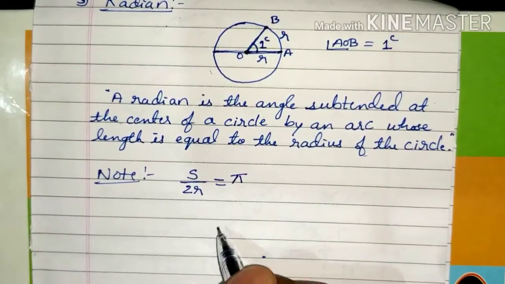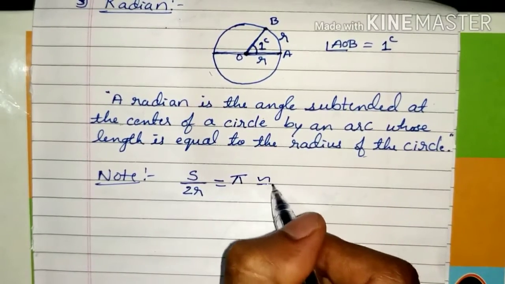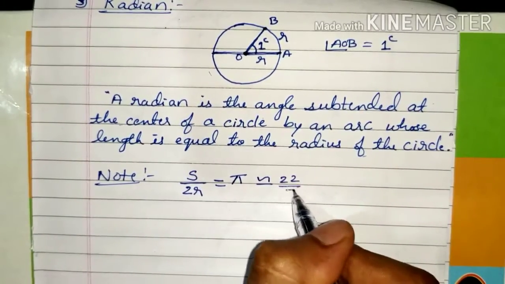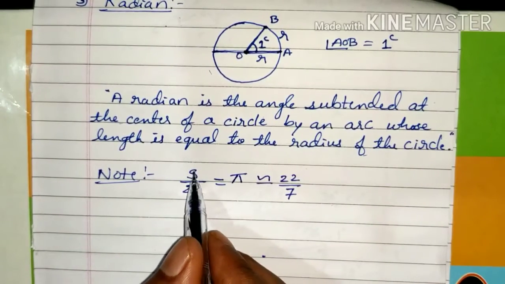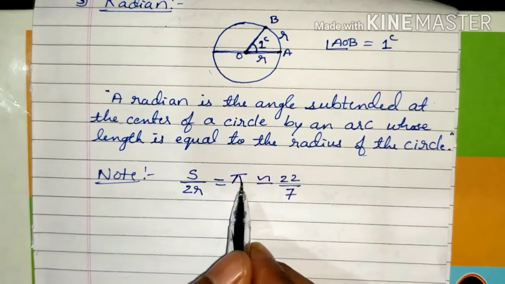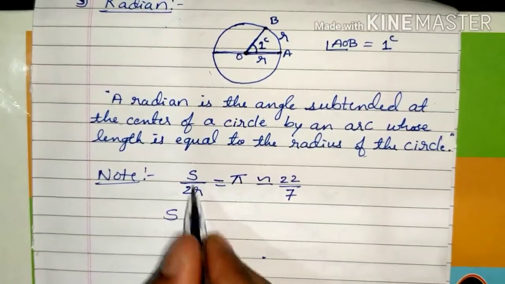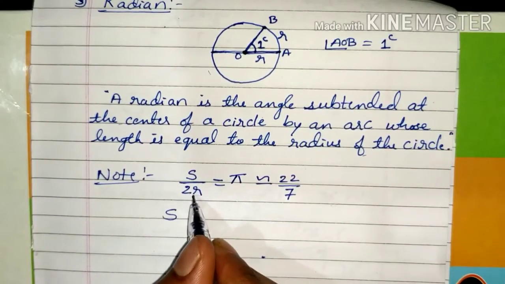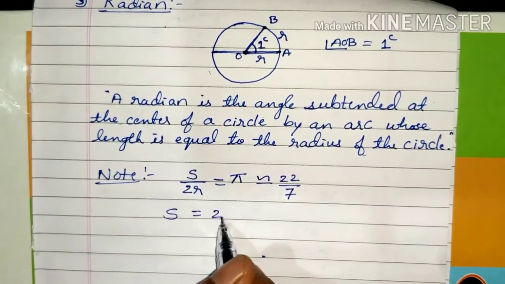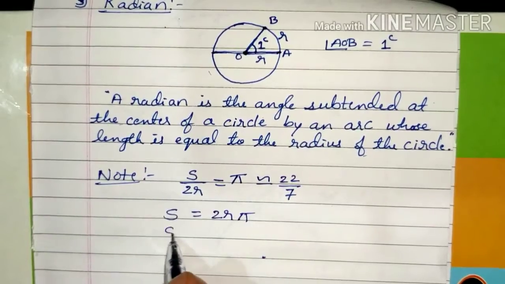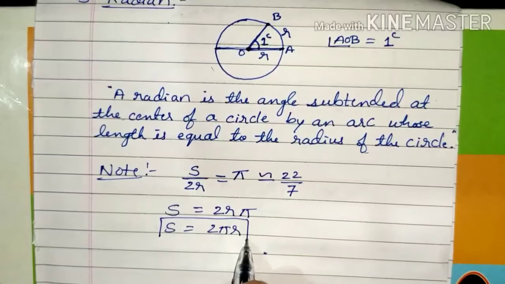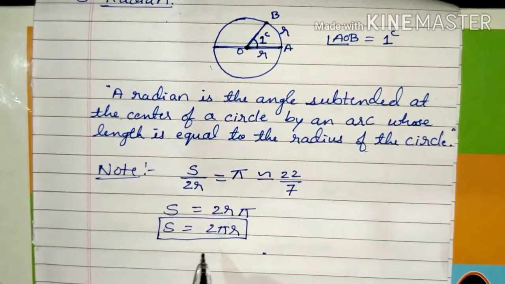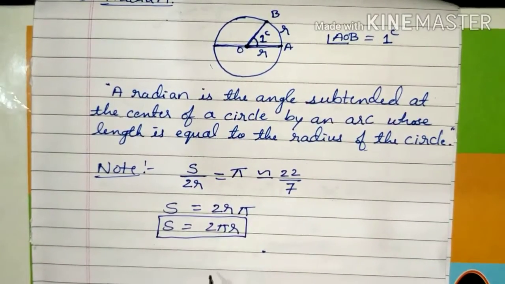I think you know about this pi. The value of pi is approximately 22/7, right? So the ratio of circumference to diameter is always equal to pi. Therefore circumference S divided by 2r equals pi. Taking 2r to the right hand side, division becomes multiplication, so S is equal to 2 pi r. You should know this relation, as we are going to use it in the next theorem.